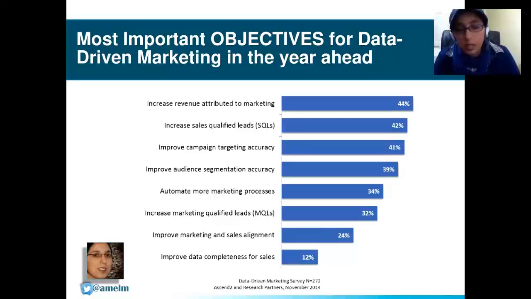As you can see here, the most important objective for data-driven marketing in the year ahead is really to increase revenue attributed to marketing.